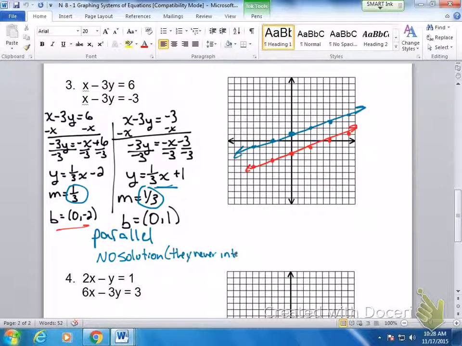All right, so if you ever see any that have parallel slopes, you do still need to plot them and graph them, but you should know once you see that there's no solution. All right, guys, let's do one more.